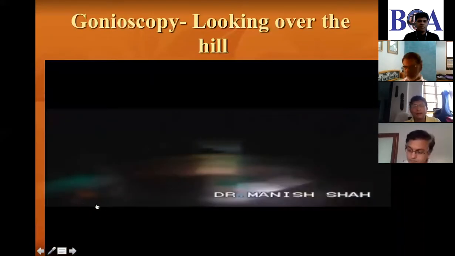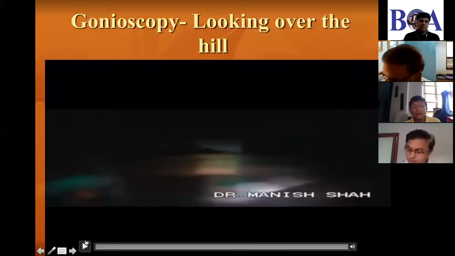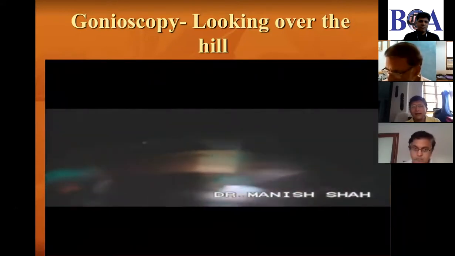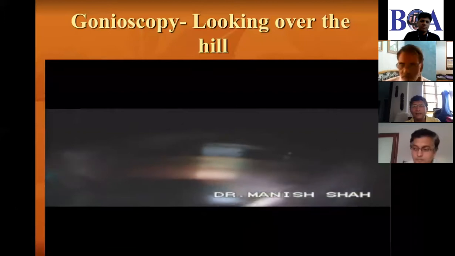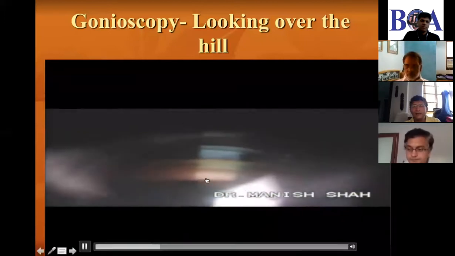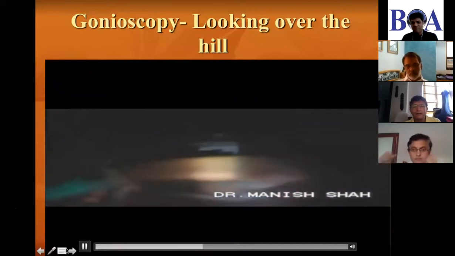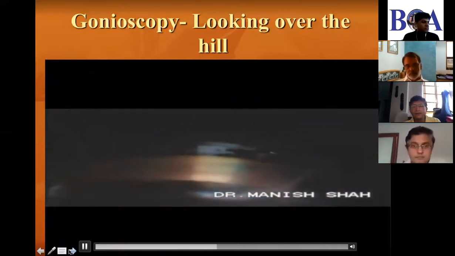And I have a video to show you how it looks when you go over the hill. As you can see here, the first part is you are looking at the level of the iris, and now you start tilting the mirror, and you can see that as you tilt, the trabecular meshwork starts becoming visible. This is typical when you look over the hill.